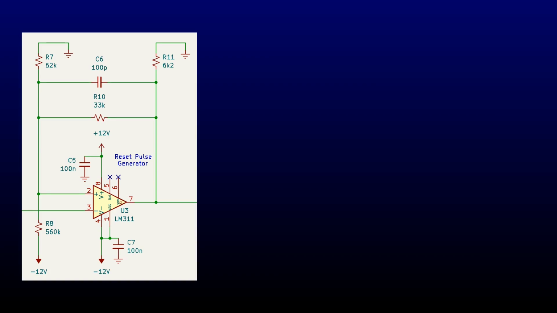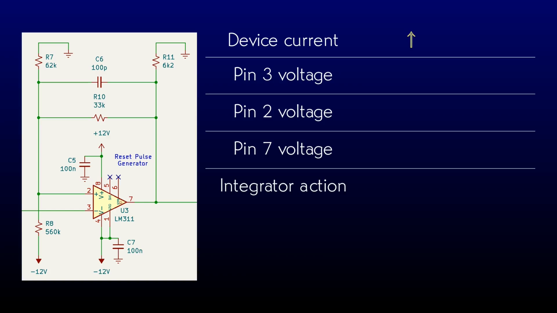Because the input and output voltages are both negative, I kept confusing myself with the calculation. I wound up making a table to make sure I had all the signs right. When the device current is rising, the voltage on pin 3 is falling. The voltage on pin 2 will be the lower trigger point. The pin 3 voltage will be greater, that is, less negative, than the trigger point. The comparator output will be forced to negative 12 volts.